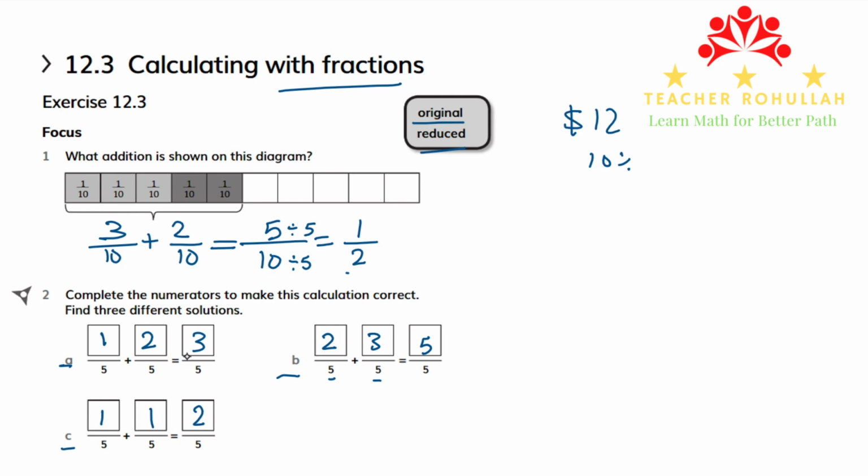So we got 3 different answers. For part A, we found 3/5. For part B, we found 5/5. And for part C, we found 2/5. So this question is also solved. Let me scroll down to move to question 3.